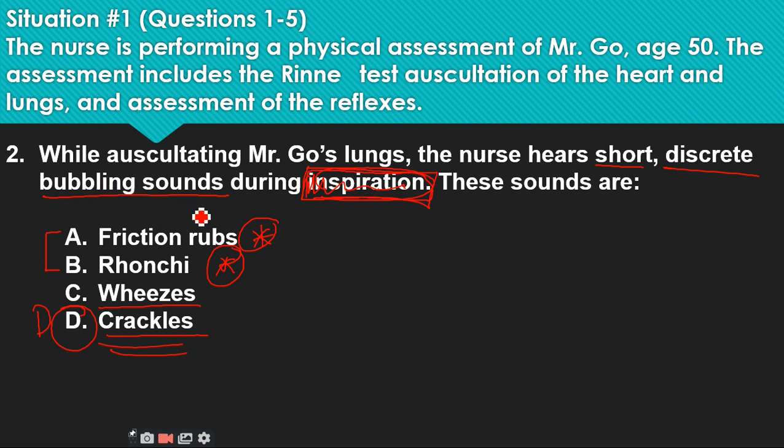So I hope you got the correct answer also. Number 2, the answer is letter D, crackles. That's going to be your discrete bubbling sounds during inspiration. Let's proceed now to question number 3.